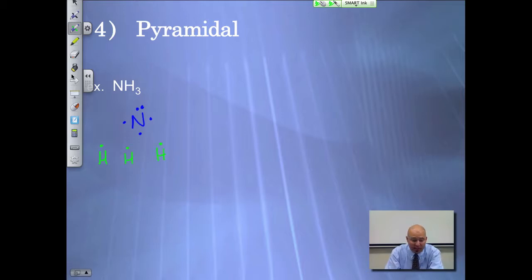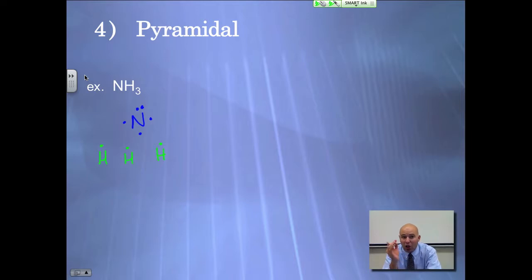Notice we have the 3 available on nitrogen, and 1 available each on hydrogen. So we're going to have 1, 2, 3 bonds. Again, 3 different bonds, 3 different hydrogens. They all happen to be hydrogen, but they're still hydrogens. So when we clean this up, and with our unshared pair, we look at it this way.